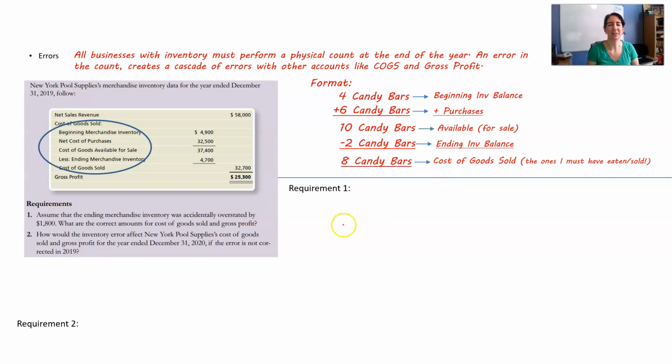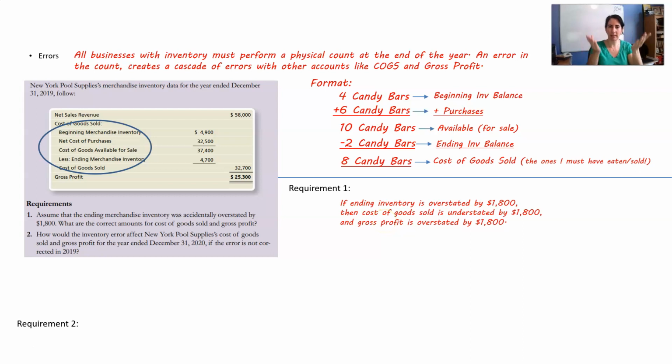All right. So let's look at this example. It says, assume the ending inventory was accidentally overstated by $1,800. Well, what does that do? Well, if ending inventory is overstated by $1,800, think about it. It's a balance, right?